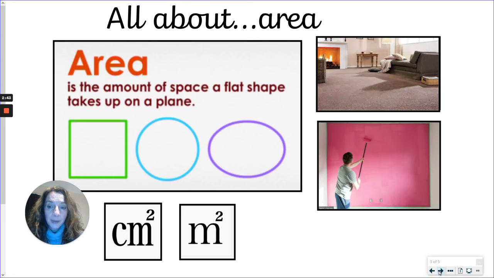And it's worth remembering, as you can see at the bottom of the screen, that when we're talking about area, we use squared units. So you've got centimetres squared and metres squared, and we write it with the little 2, as you can see on the screen. And it's really important when you're working out problems this week that you always give a unit for your answer and that it's a correct unit of area.